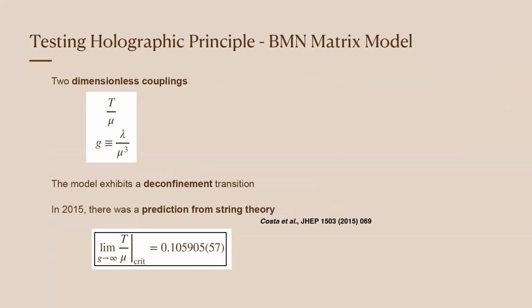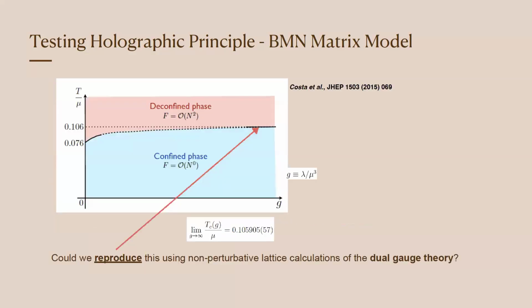So there was a prediction from string theory for this model in 2015. That prediction was in the strong coupling limit, the ratio of the temperature of the theory with respect to this deformation parameter approaches this value. Okay, so that was a prediction from string theory. And in the field theory, what it means is it separates two phases within the quantum mechanics. Okay? So there is a deconfined phase and there is a confined phase where the free energy jumps. There's a phase transition happening. And basically, they computed the boundary of the phase transition at strong coupling. Okay? This is coming from string theory.